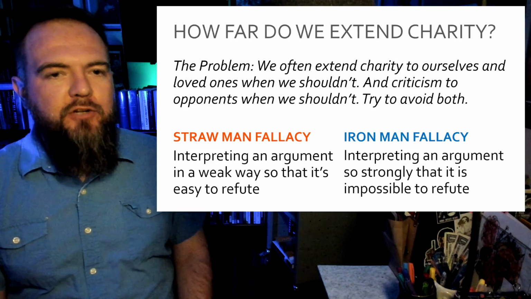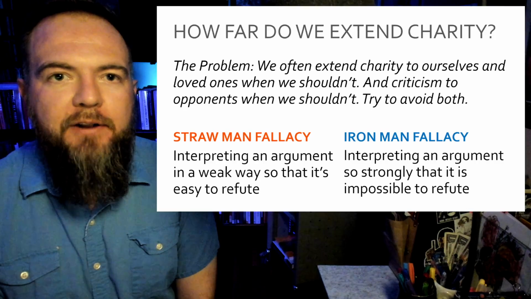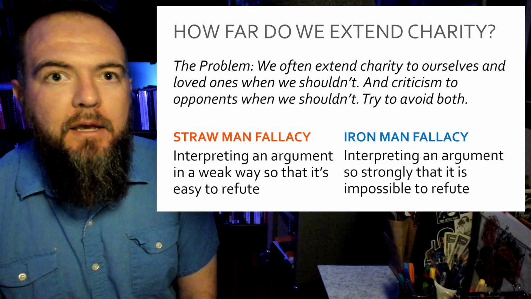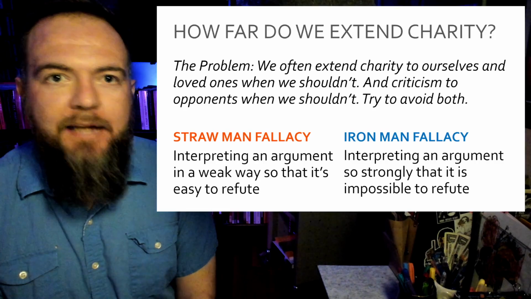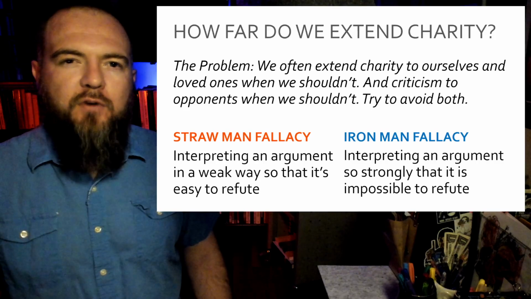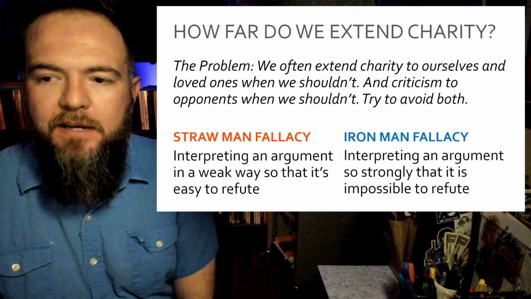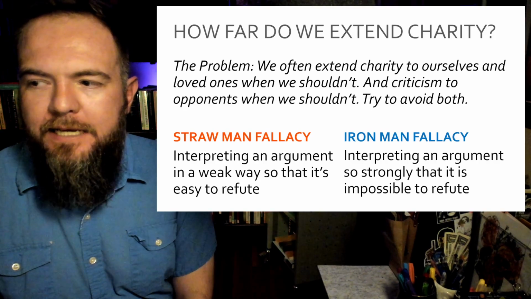So whenever we think about charity as assuming that your opponent is reasonable and reconstructing their argument in a strong way, we're trying to avoid straw manning and just assuming that they're stupid. And we're trying to avoid Iron Manning, especially with ourselves or our friends, assuming that our friends or ourselves could never make mistakes. That's kind of what we're trying to get at here.